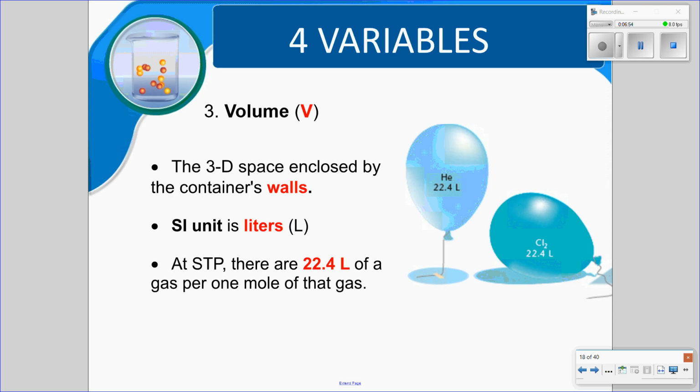The third variable is volume, designated with a V. Volume is essentially a space. It is the 3D space that's going to be enclosed by the container's walls. So it could be whatever container that you're dealing with, rigid, flexible. The SI unit for volume is going to be liters, which we've used before. And again, a note that you already know, at STP, there are 22.4 liters of a gas in 1 mole of that gas. And that applies to any gas at STP.